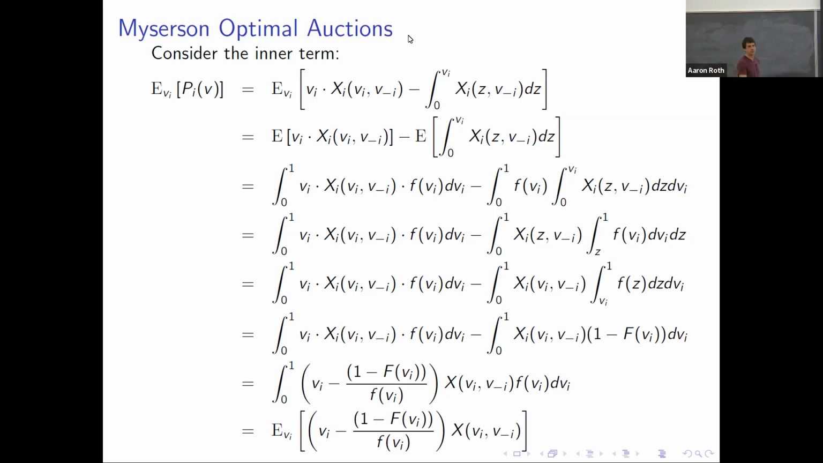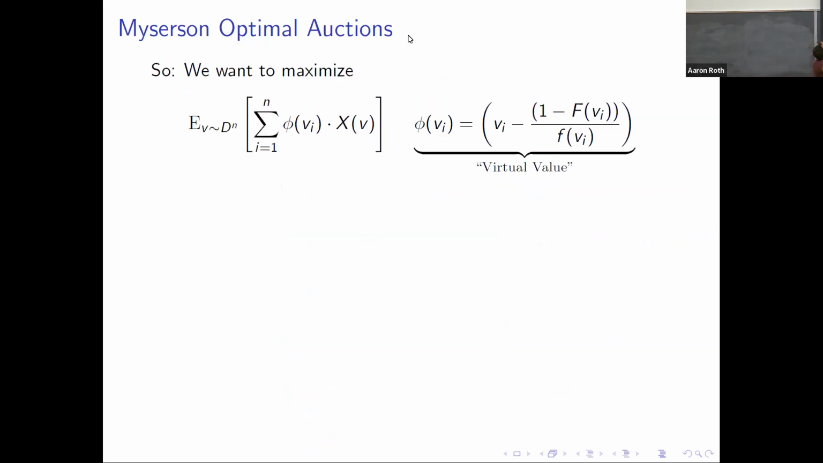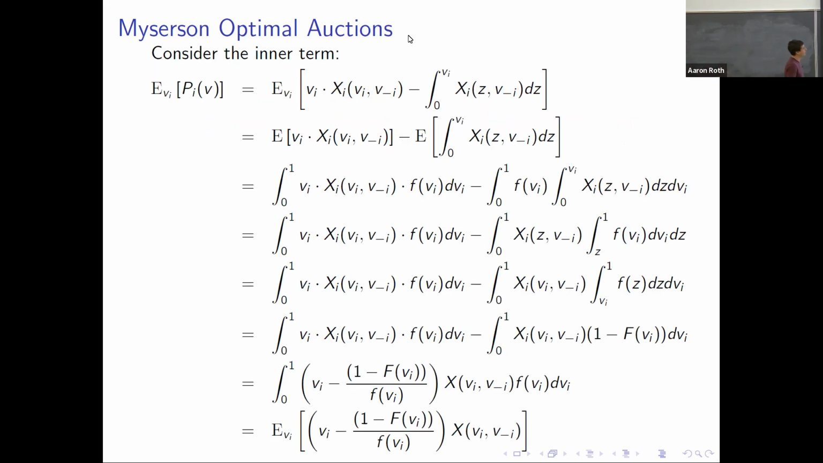Okay, so long, painful derivations, lots of squiggly lines, but in the end, the thing we want to maximize is some expectation. And we can make it even simpler. This is just the allocation, the indicator 1 or 0 of whether bidder I wins the item when they bid VI. This thing is some funny expression, but it depends only on VI, on bidder I's valuation. It doesn't depend on the bids of the other bidders, for example.